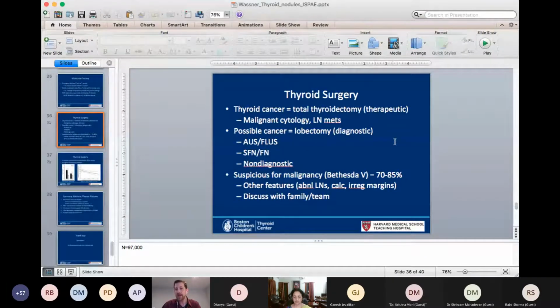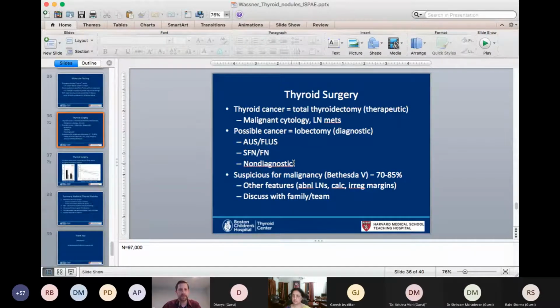But lobectomy I use for diagnosis, or if a nodule is coming out for other reasons. So if it's causing compressive symptoms or cosmetic symptoms that people would like to get rid of, or if it's a benign nodule that's large and I'm worried about a false negative result, those are clearly lobectomy situations.